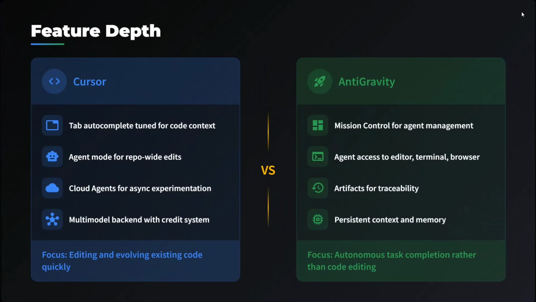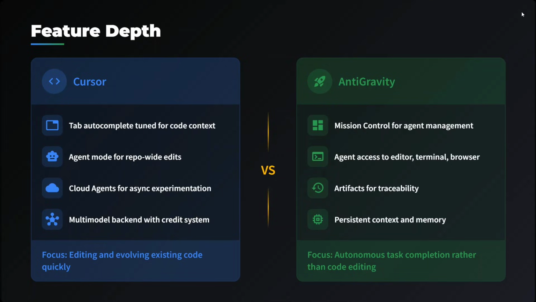Feature depth. I'm talking about Cursor. Tab autocomplete is there. Agent mode for repo wide edits. Cloud agent for async experimentation is there. Multi-model backend with credit systems. What is the focus? Focus is on editing and evolving existing code. Just try to understand this. Cursor is majorly used for enhancing the existing code base.